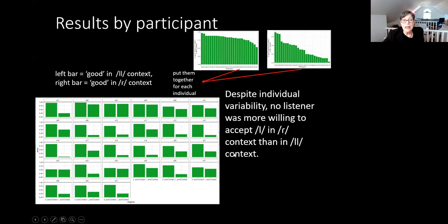But if you break it out for each speaker, their judgments of the ambiguous stimulus in the L context versus the R context, there was nobody who went in the opposite direction. Some people accepted the short L in both contexts equally, but nobody was more likely to accept L in a tap context.